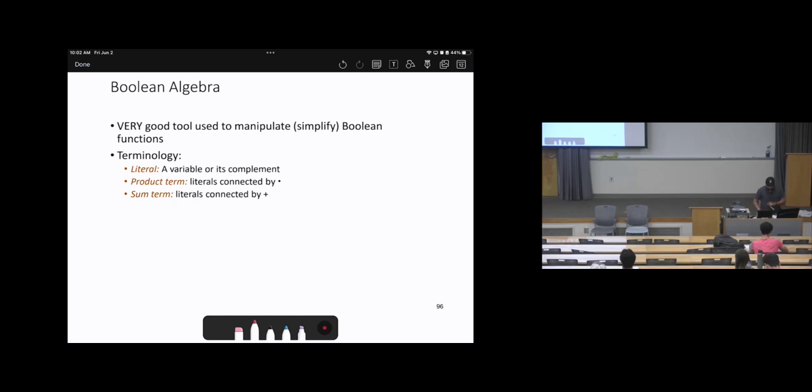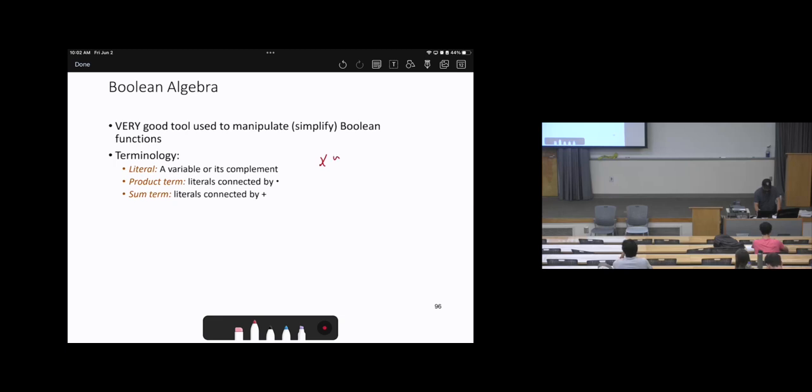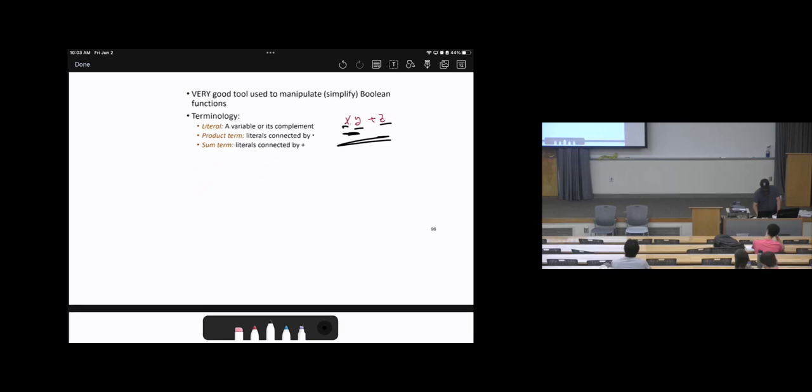Then there are some other definitions: there is something called a literal, a product term, and a sum term. The literal is a variable or its complement. For example, assume we have this representation, xy plus z. This is literal x, this is literal y, this is literal z. The product term is xy. The sum term is xy plus z. And that's it. So these are basically simple.